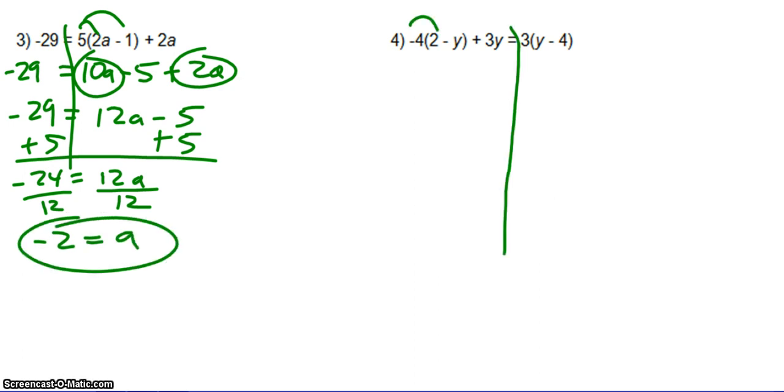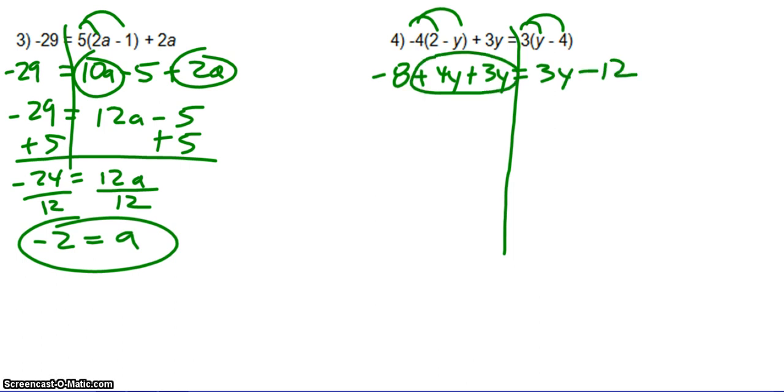I might run out of time. Distribute. Negative 8 plus 4y plus 3y equals 3y minus 12. Combine like terms, so I could combine those two. So negative 8 plus 7y equals 3y minus 12.